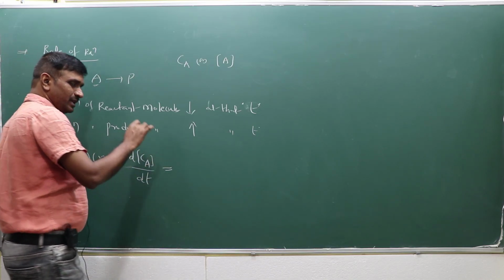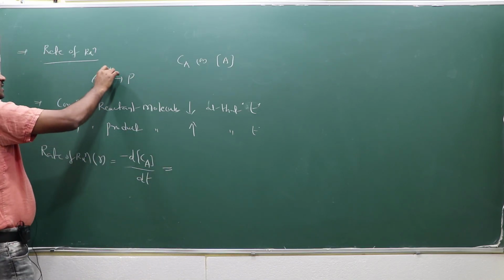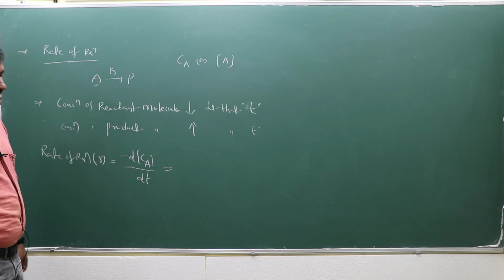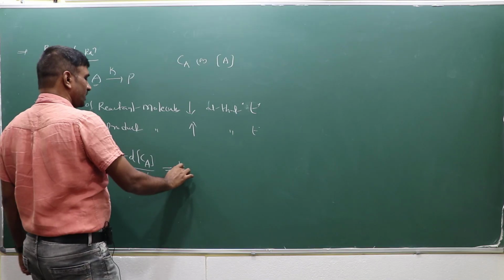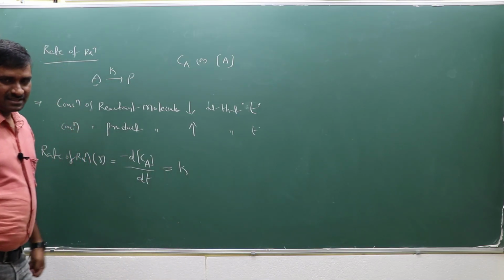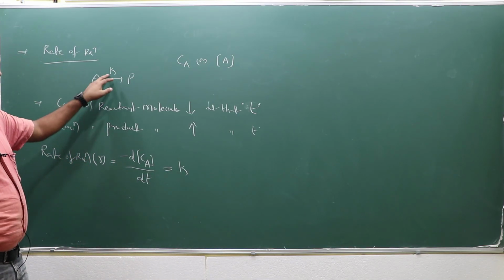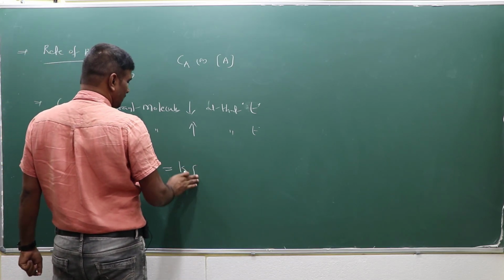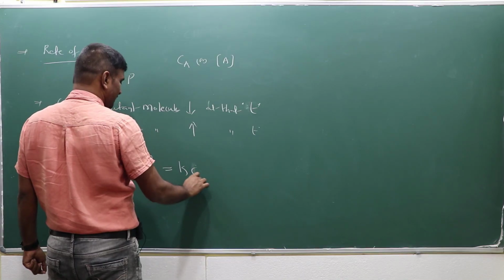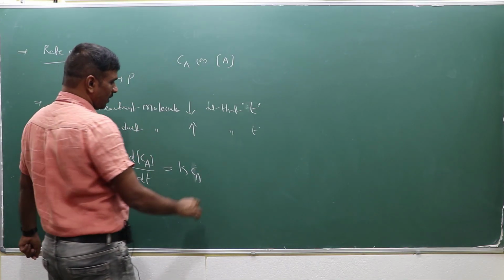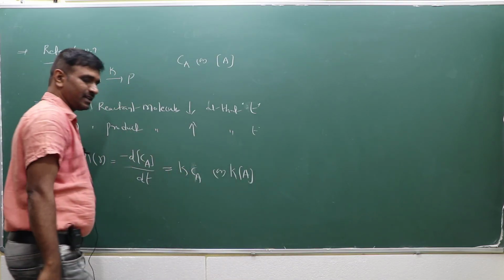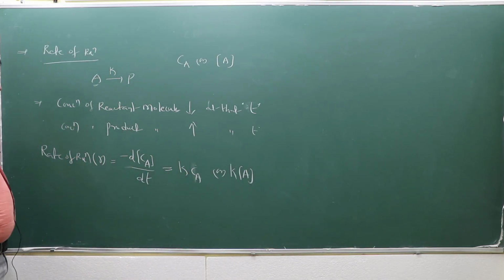That is equal to K, the rate constant or velocity constant. According to the law of mass action, it depends on K into the reactant molecule concentration Ca, that is, K into the concentration of A.